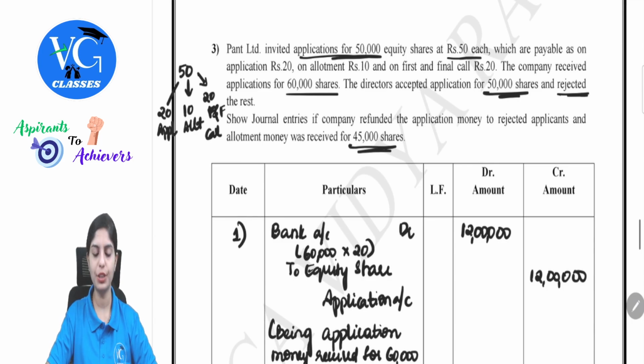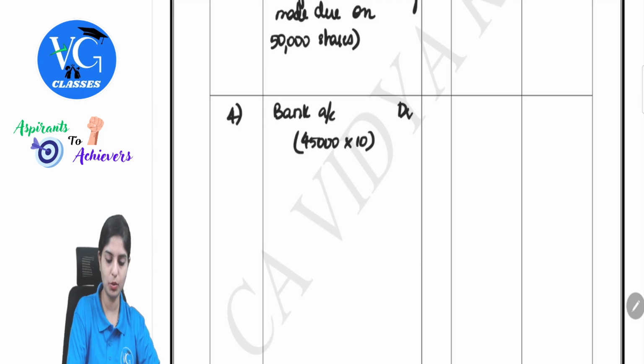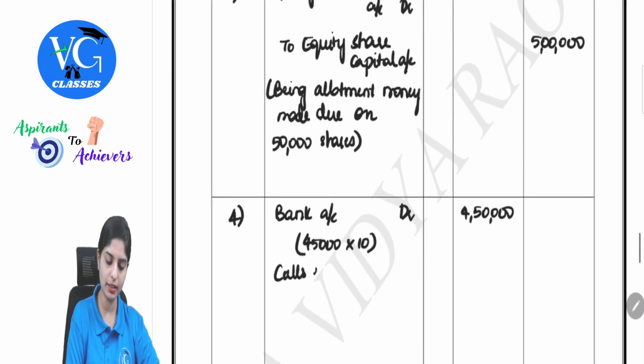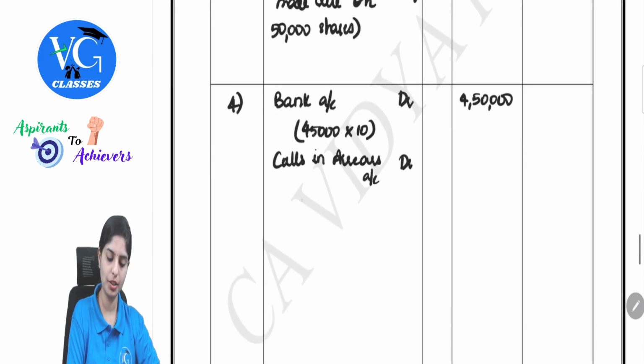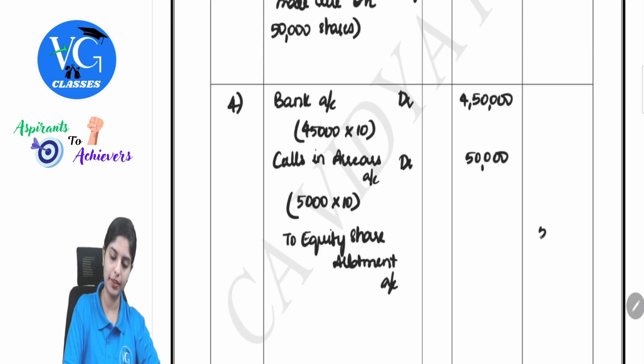The question is clearly communicating that allotment money was received only for 45,000 shares. So what will be the next entry? Bank account debit. For only 45,000 we received 10 rupees, so this will be 4,50,000. Where did the balance go? Calls in arrears account debit. How much? 5,000 into 10, because for 5,000 shares only we didn't receive the allotment money. This will be 50,000, to whatever I had debited for equity share allotment account, 5 lakh.